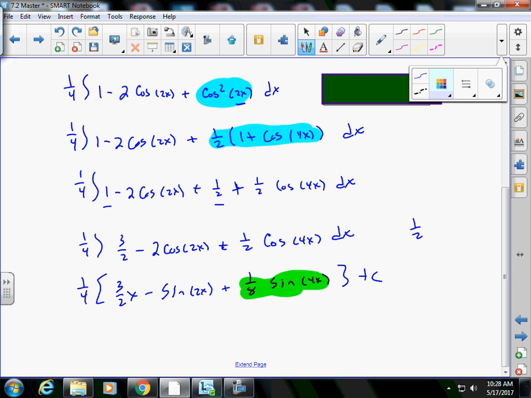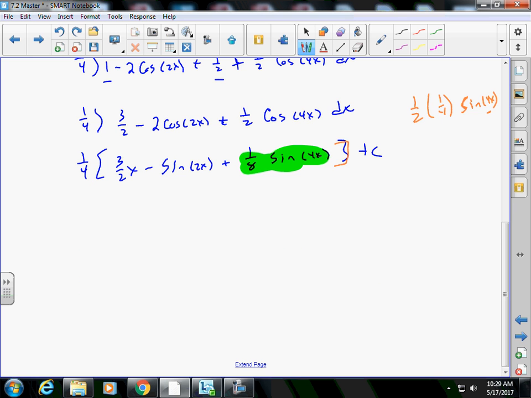Let's change the color of pens. I already had a half out front. The cosine becomes sine of 4x, and I need to multiply it by the reciprocal of what's inside of there. That's where the 1/8 comes from. I am almost done. I can distribute. I get 3/8 x minus a quarter sine 2x plus 1/32 sine of 4x plus the constant. And that is it.